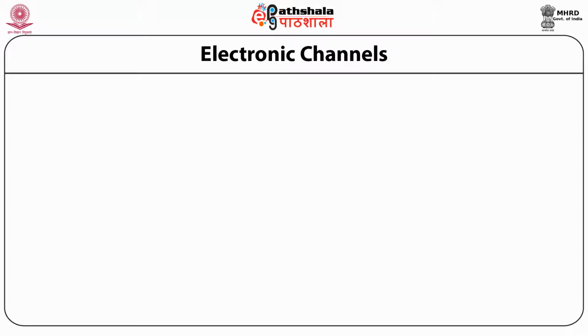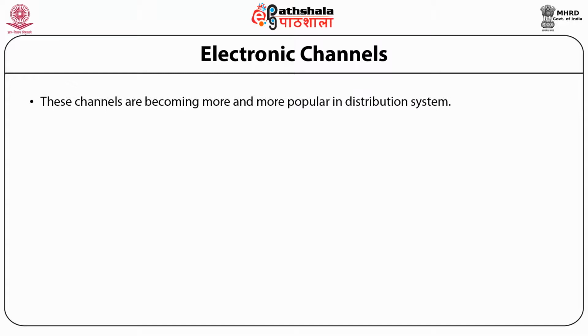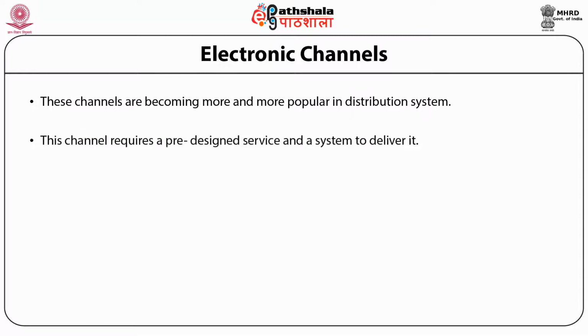Distribution of services through electronic channels happens without any direct human interaction, because services are distributed through a distribution system. These channels are becoming more and more popular in the distribution system of services. The examples of electronic channels are television, telephone, internet, e-commerce, and so on. The channel requires a pre-designed service and a system to deliver it. Delivery of services through alternate channels like ATMs, call centers, and internet is growing at an ever-increasing pace.